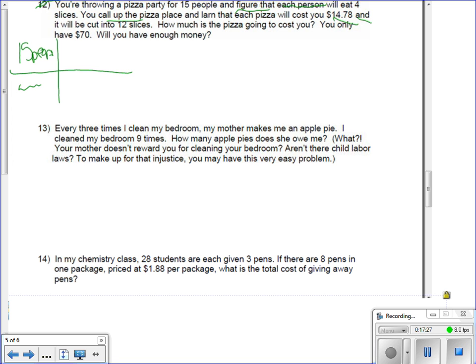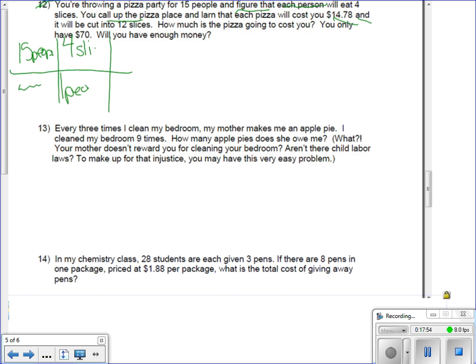Well, in the rest of that sentence, it says each person will eat 4 slices. So one person will eat 4 slices of pizza. All right, so do we need to keep going? What are we trying to find? We're trying to find how much the pizza is going to cost. So we're trying to end with dollars. We're trying to end with money. Right now we're at slices, so we do need to keep going.